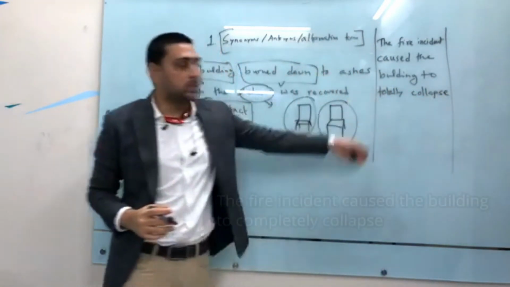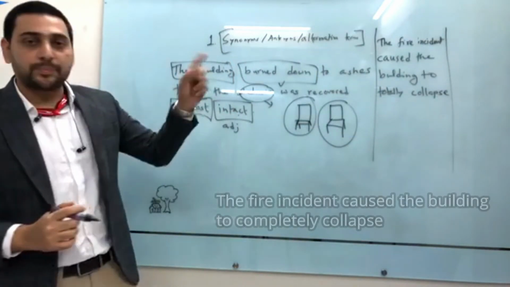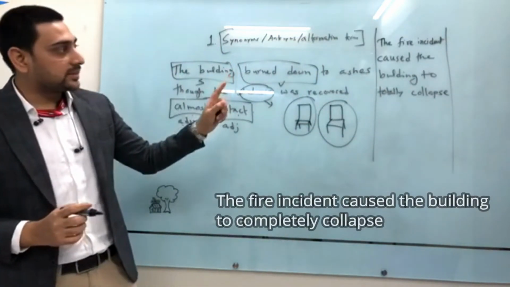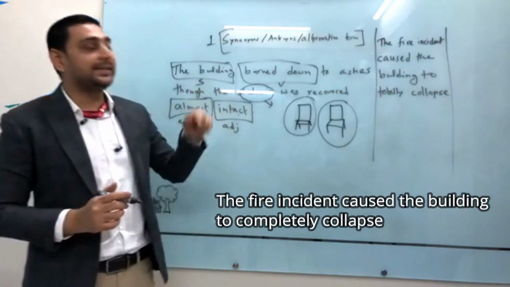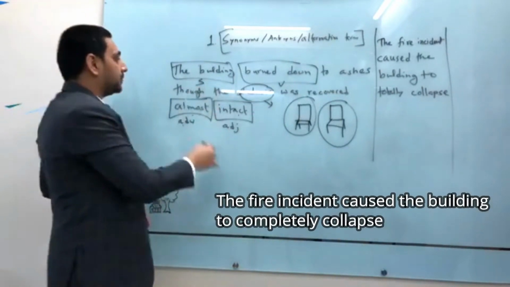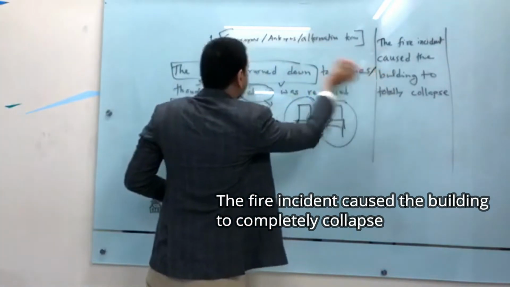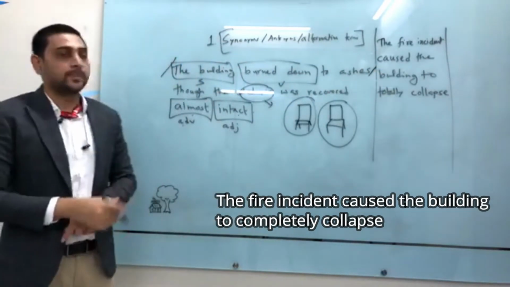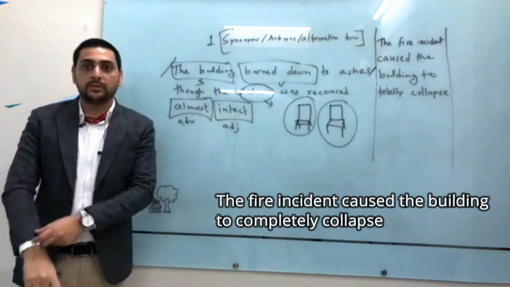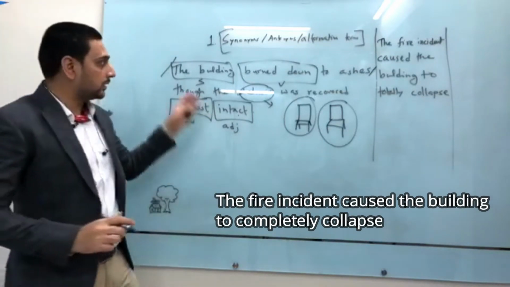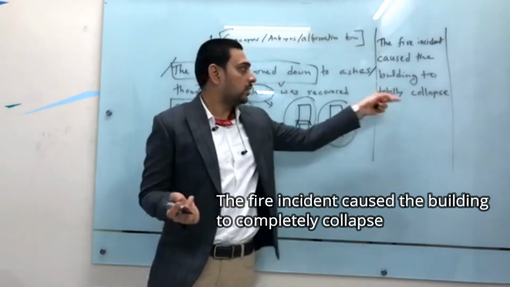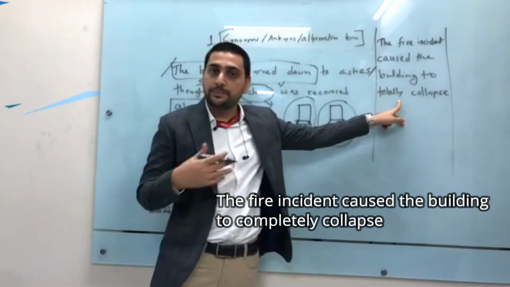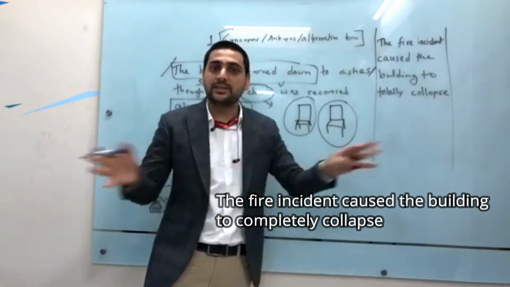I will write more, but tell me one thing. Up to this part, the fire incident caused the building to totally collapse or completely collapse. A statement up to this part. It is same. Yeah, definitely same. Because if something burns down to ashes, then there is nothing but ashes. Completely destroyed. It has completely collapsed. That means there is nothing.